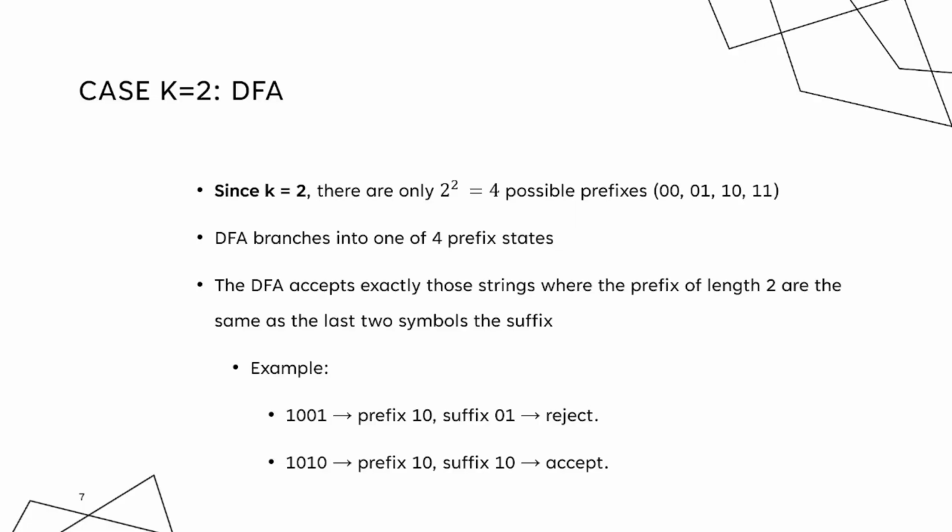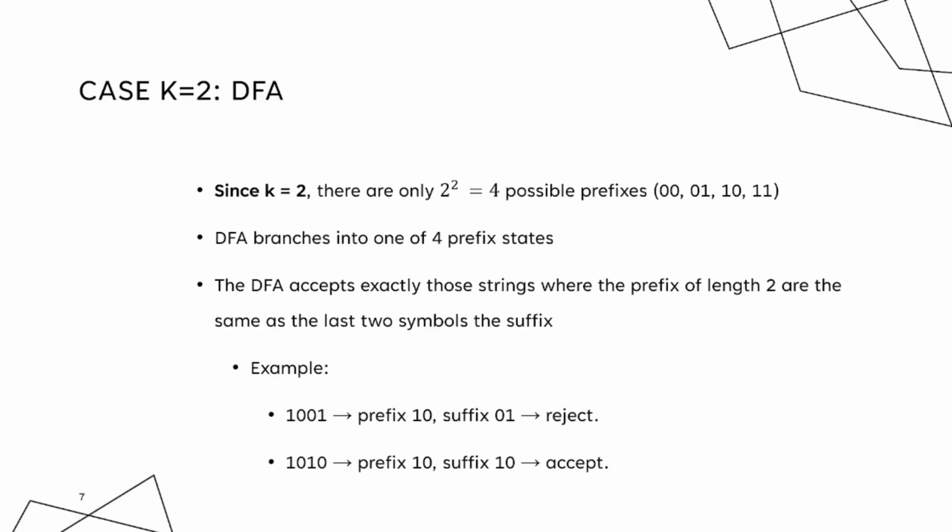Hello everyone, my name is Palkar and I'll be taking over the presentation. Here we'll discuss the case where k is equal to 2 for deterministic finite automata. In this situation, the automaton only needs to remember the first 2 bits of the input string.